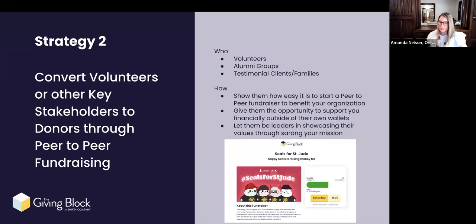And we know that a lot of donors really want to be affiliated with your cause. This is a great way for them to build their own profile around your mission and demonstrate their own leadership and commitment to these cause areas. So that's the second strategy.